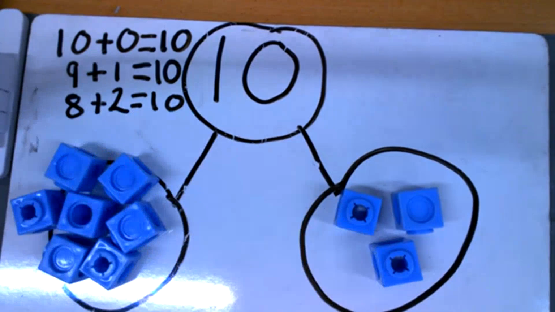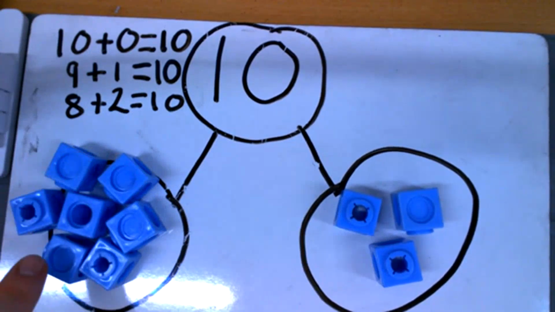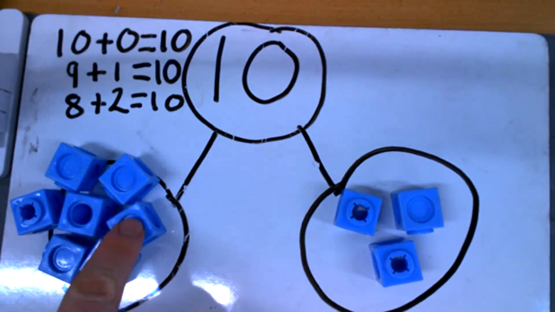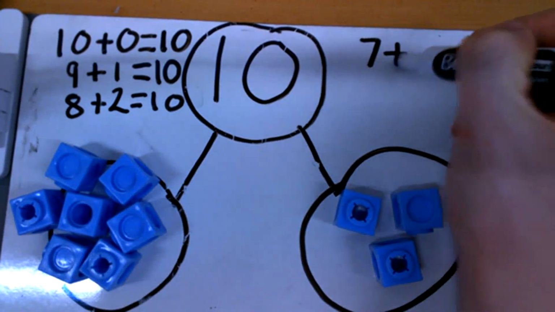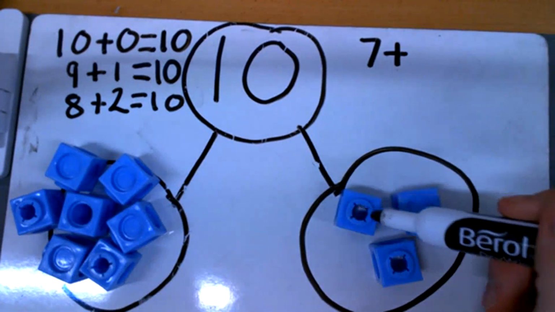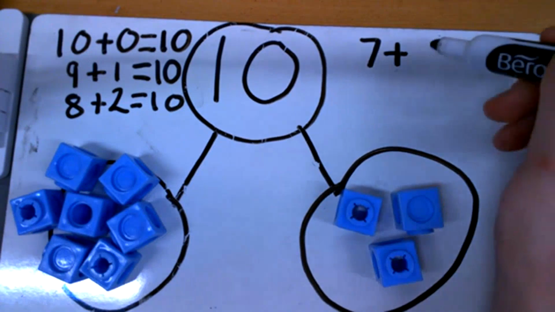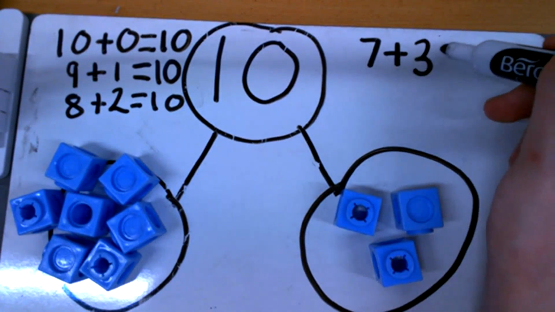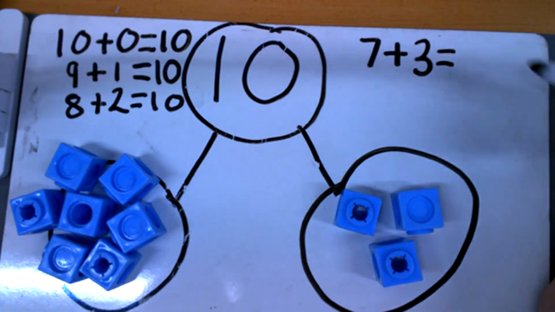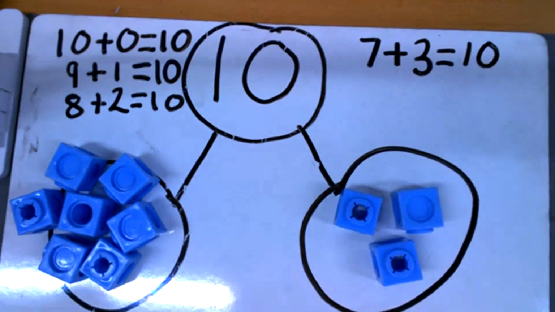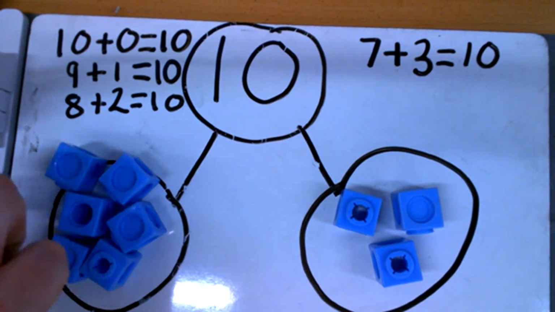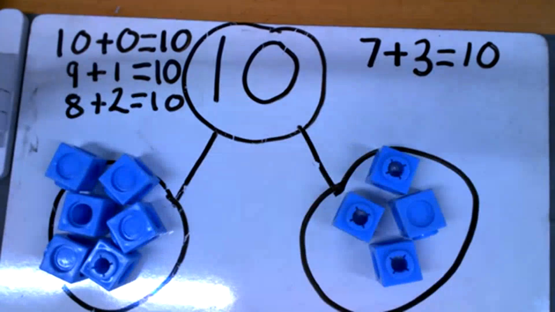How many have I got over here? Let's count. 1, 2, 3, 4, 5, 6, 7. 7 plus 1, 2, 3. 7 plus 3 equals 10, my whole number. 7 plus 3 equals 10. Right, let's keep working methodically. Keep working to a method. I'm going to move this over here.